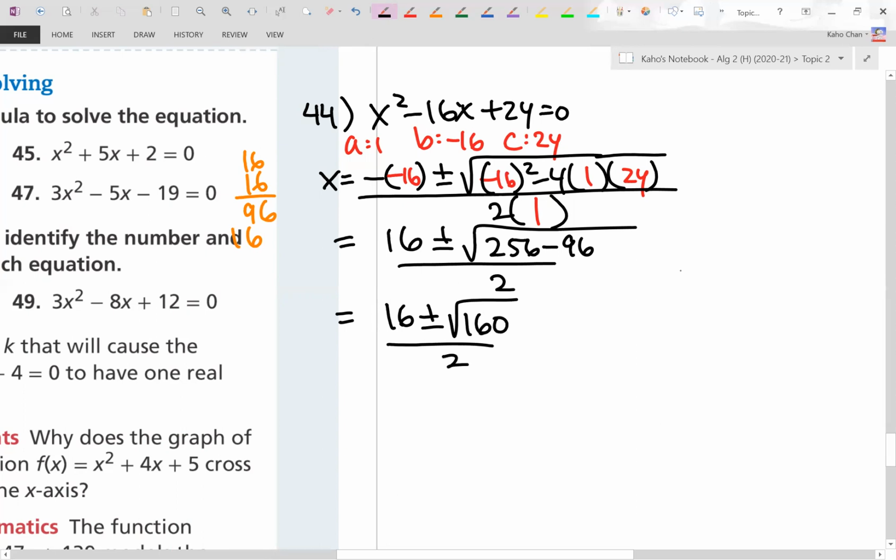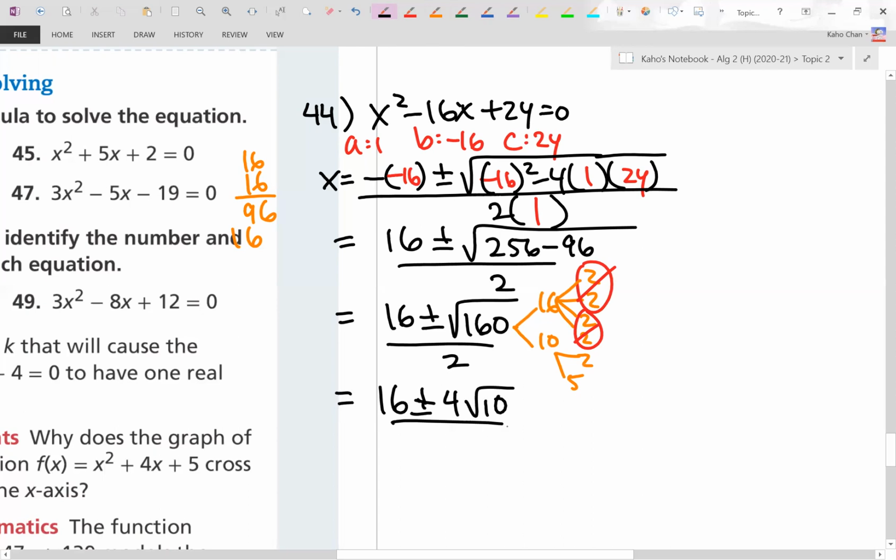Ooh. Now you're not finished. You do need to break down the 160. And that's 2, 2, 2, 2, 2 and 5. Any pairs? Here's a pair that comes out as 4, and we're stuck with the 10 underneath the radical. So this equals 16 plus or minus the pair of 2's that come out. 2 times 2 is 4 on the outside, root 10 over 2.